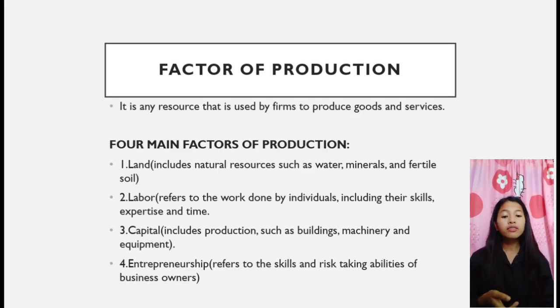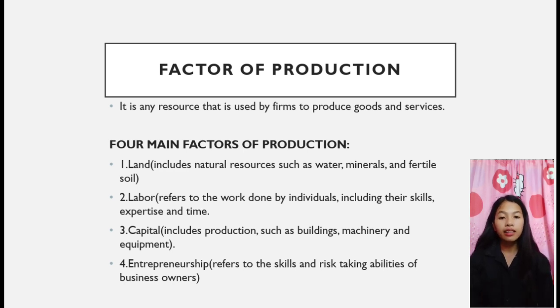So, what are the factors of production? When we say factor of production, it is any resource that is used by firms to produce goods and services. From one industry to another industry, there are different sources, resources, or factors of production. Here, we will discuss the four main factors of production.